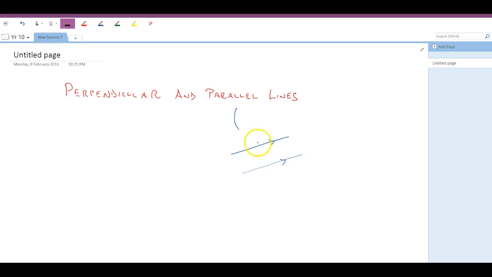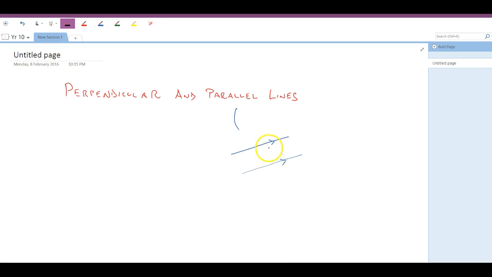Okay, so parallel lines. Firstly, they look a bit like this, don't they? They never meet. They're the train tracks. Two lines that, if you want to define it, which we do here, have the same gradient, and we denote that they're parallel with these little arrows.